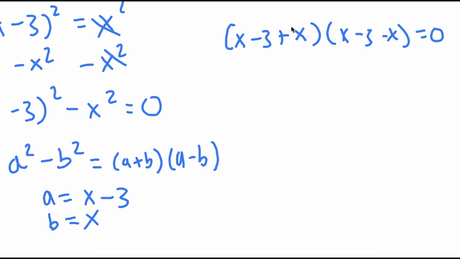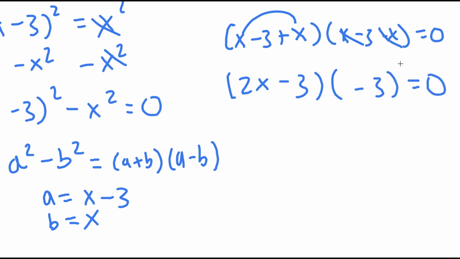So all we have to do is simplify this. So for x - 3 + x, I'm going to add these two x's. So now I have 2x, and then I have minus 3 at the end, times, for x - 3 - x, cancel out the x and negative x. So now I'm left with negative 3 is equal to 0.